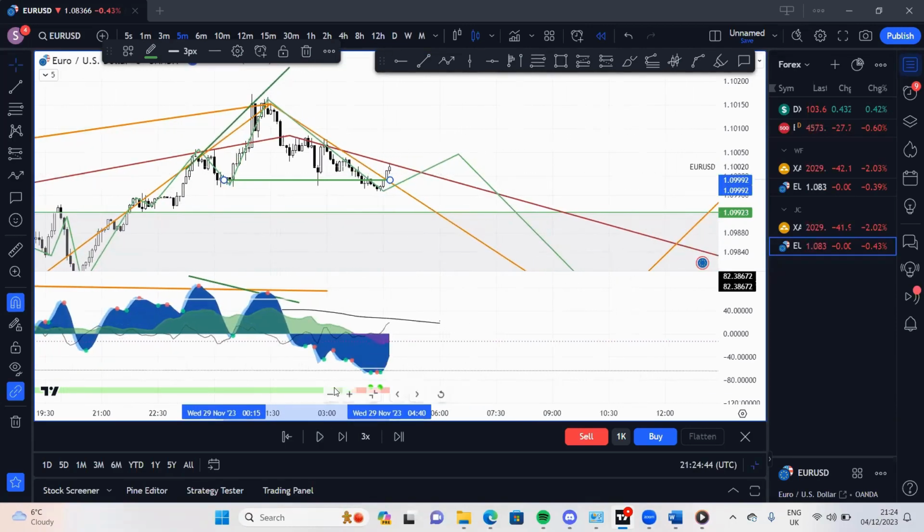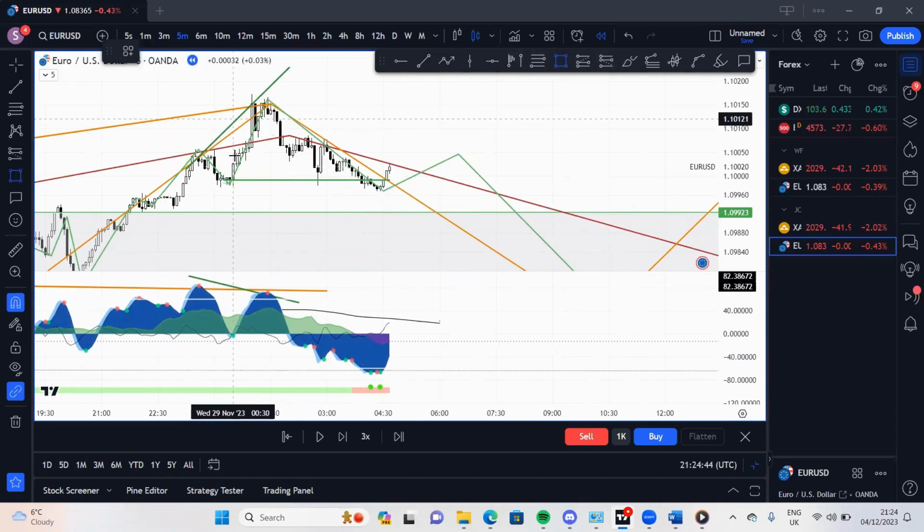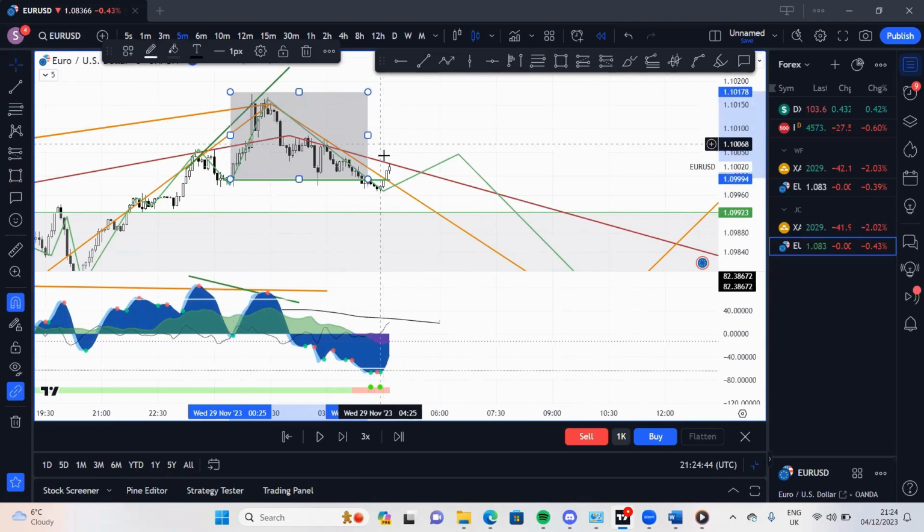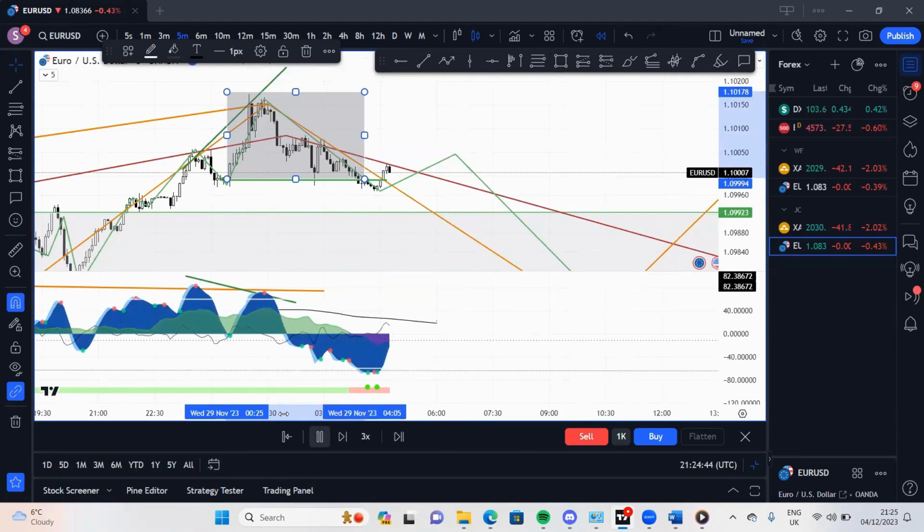Now after that break, what are we looking for? After that break, we're looking for involvement at our supply zone. Where is our supply zone? Well, this is our supply zone. It can happen at any level. It can happen here, here, here, here, here. But we're looking for involvement at our supply zone.